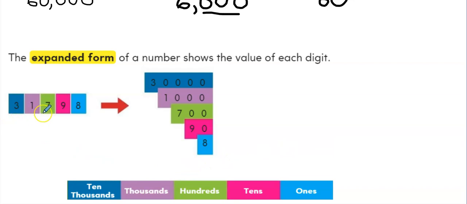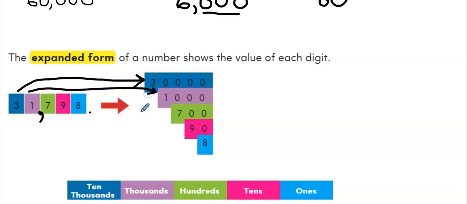So here they've got the number 31,000, I'll give them a comma, 31,798, and I'll drop in a decimal point there. Well, the 3 here stands for 30,000. The 1 in this place stands for 1,000 because it's in the thousands place. The 7 is in the hundreds place, so its actual value is 700.